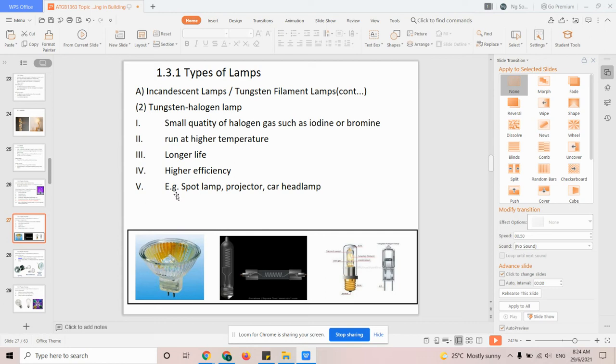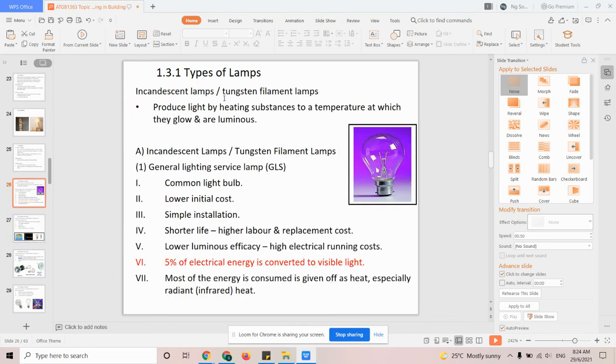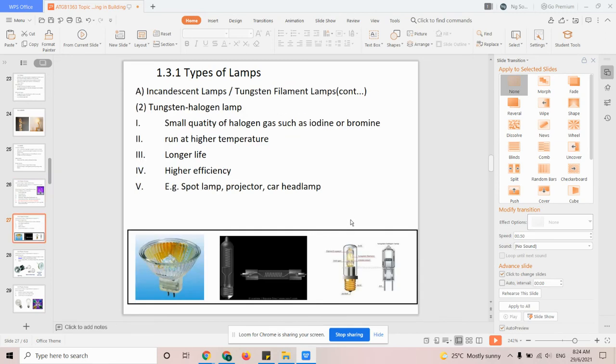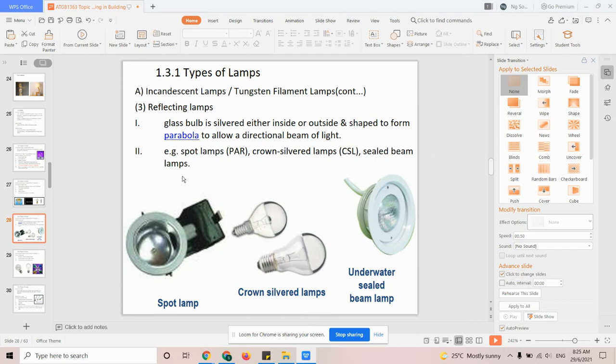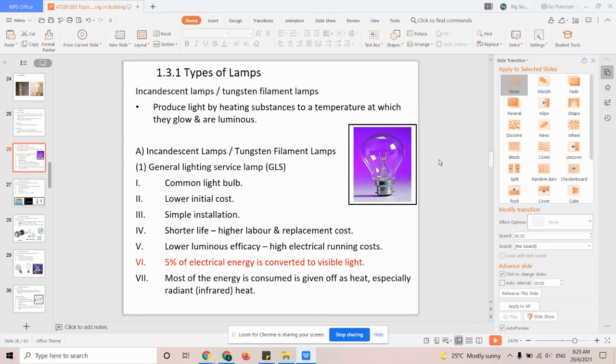So it's higher efficiency as compared to this general light, but it's still not the best. So we're still finding more and more ways to light up. Okay, next we have a reflecting lamp. This is basically having a body or a way to redirect all the light instead of just letting it go everywhere.